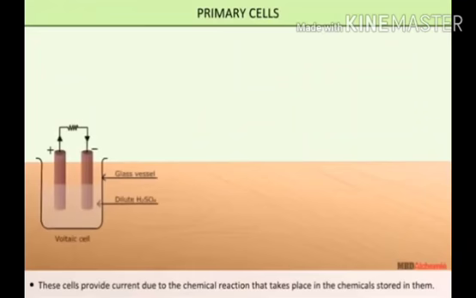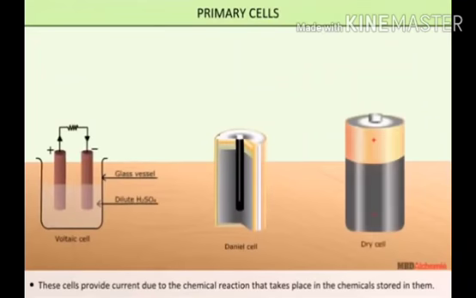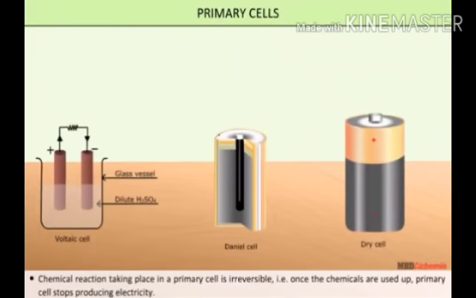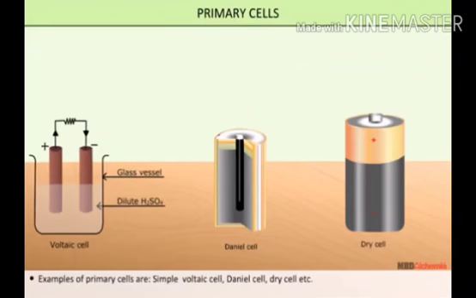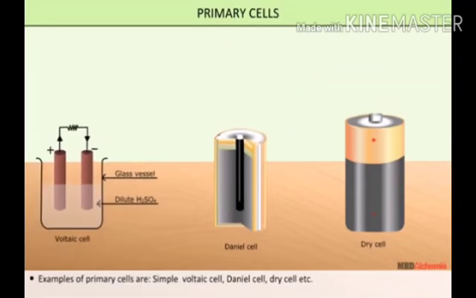Primary cells. These cells provide current as a result of the chemical reaction that takes place in the chemicals stored in them. The chemical reaction taking place in a primary cell is irreversible. That is, once the chemicals are used, the primary cell stops producing electricity. Hence, primary cells cannot be recharged. Examples of primary cells are the simple voltaic cell, Daniell cell, dry cell, etc.